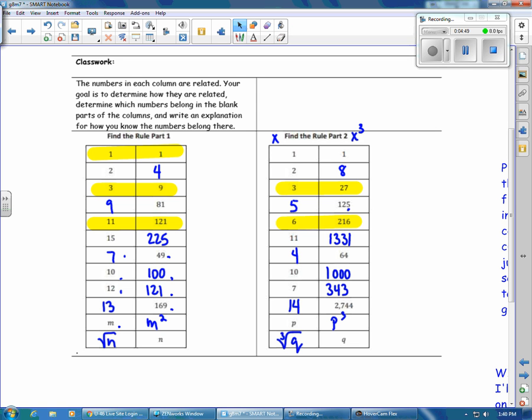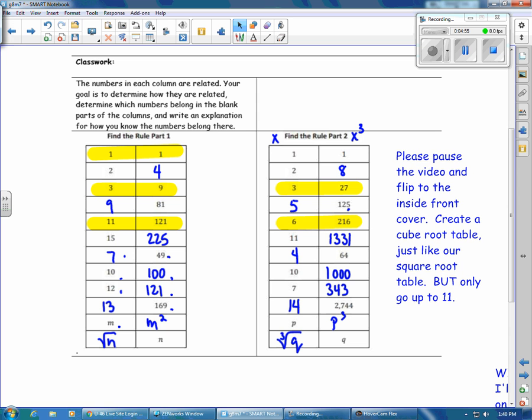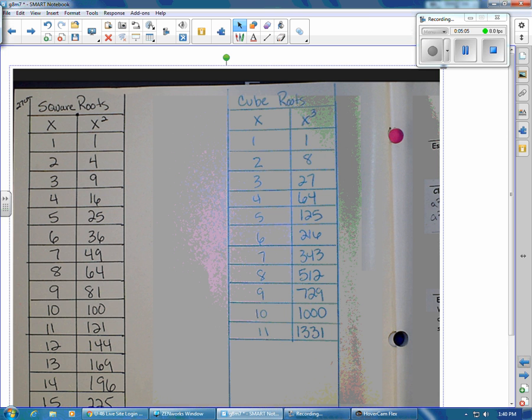What I would like you to do right now is pause the video and flip to the inside cover of your module and create a cube root table just like your square root table, but only go up to 11. I'm going to show you real quick what it should look like. Our square roots are on the left side, our cube roots are on the right side. Again, we're making our columns x and then x to the third power, just to help us out. If you want to go past 11, by all means go past 11. You can put as many in there as you want.